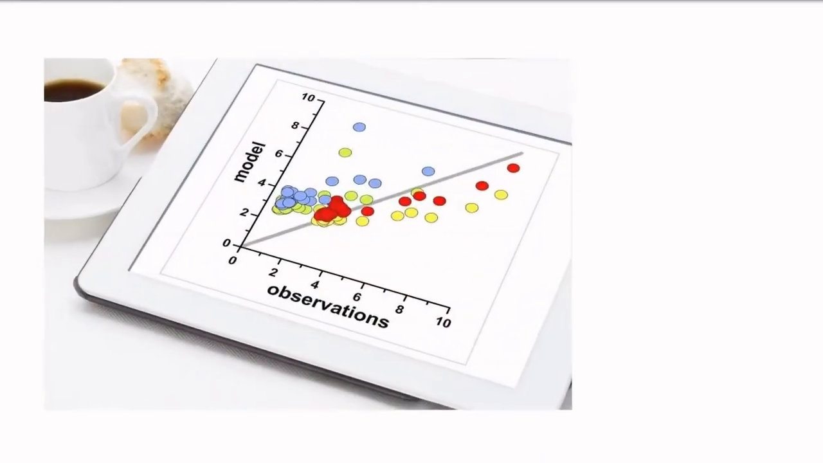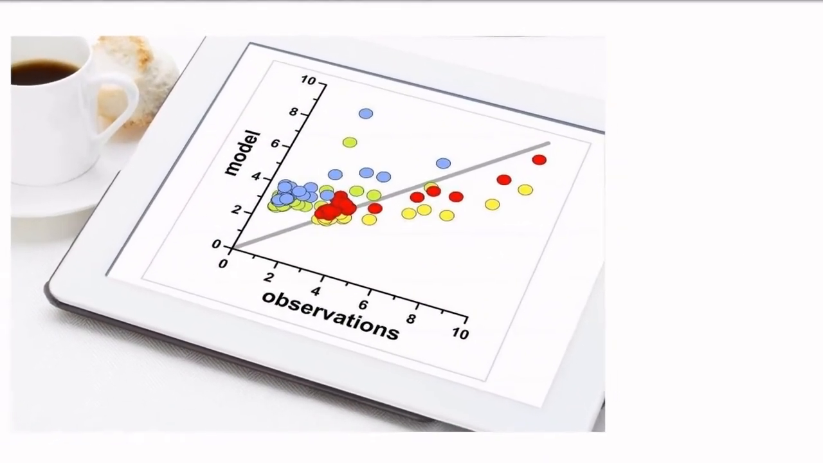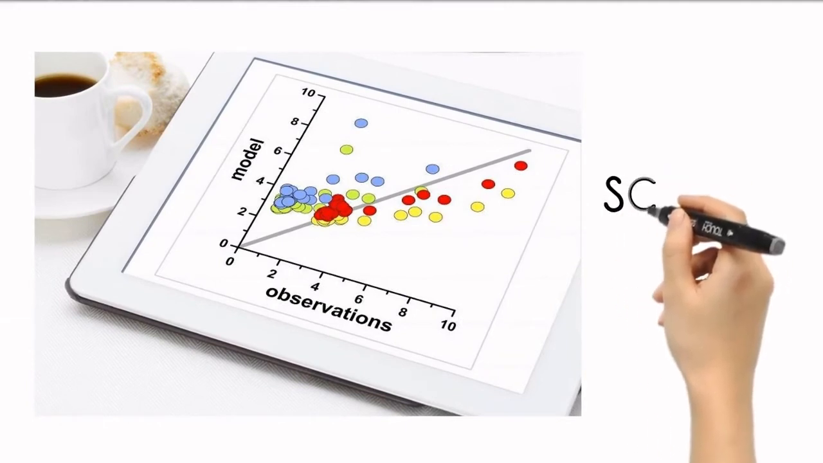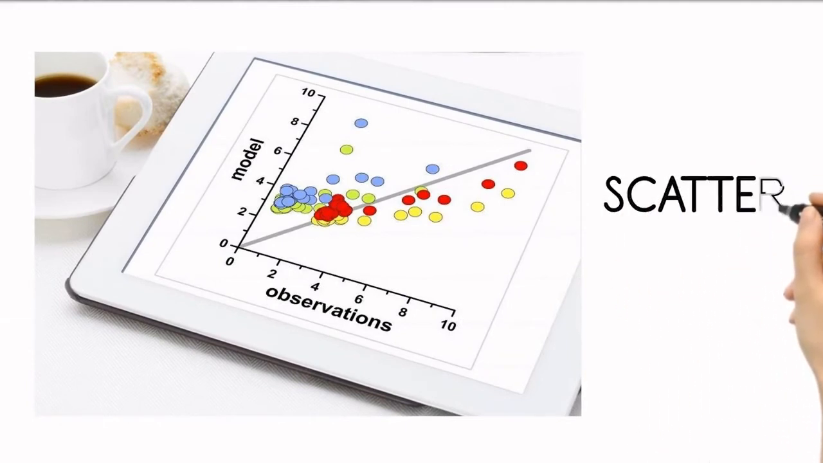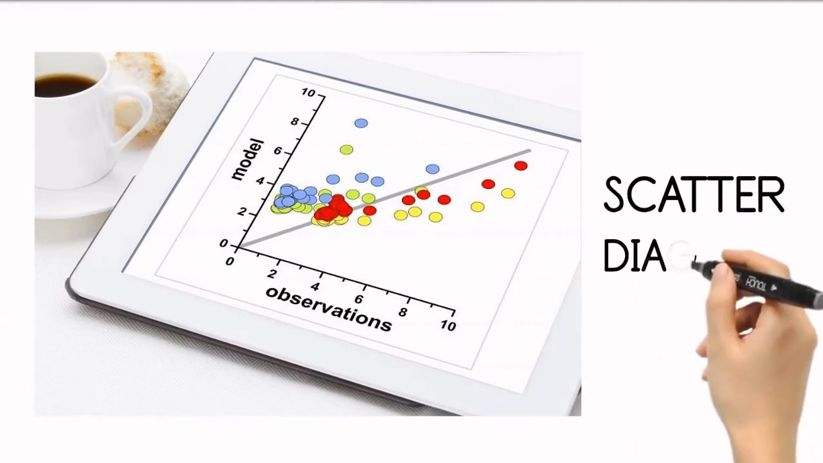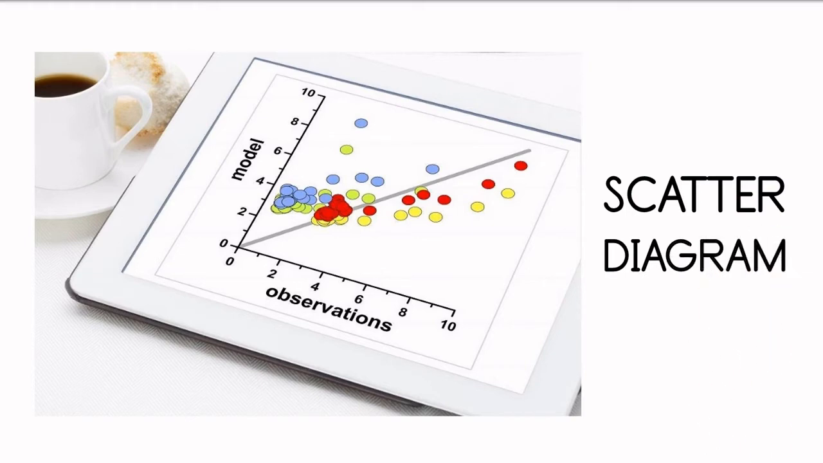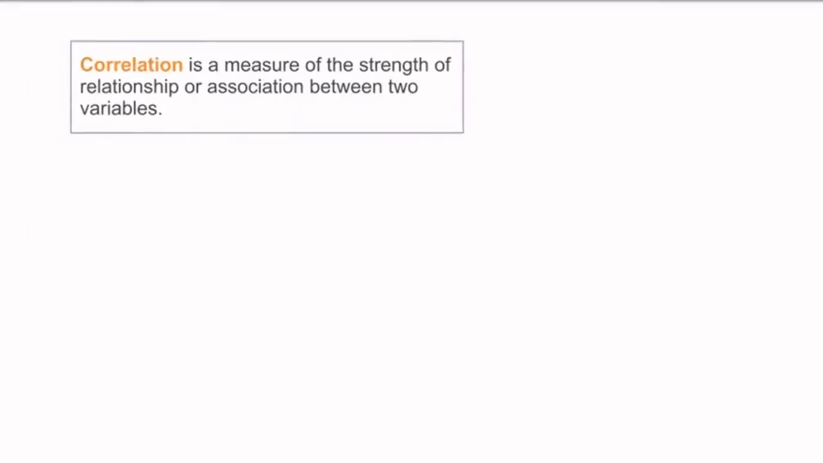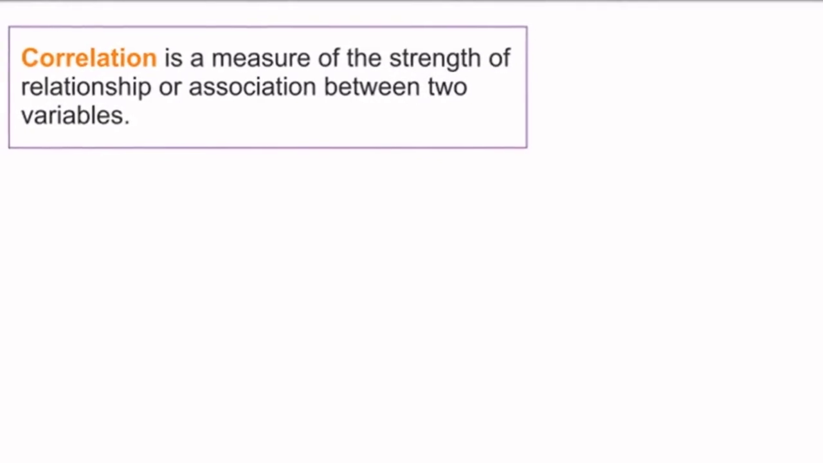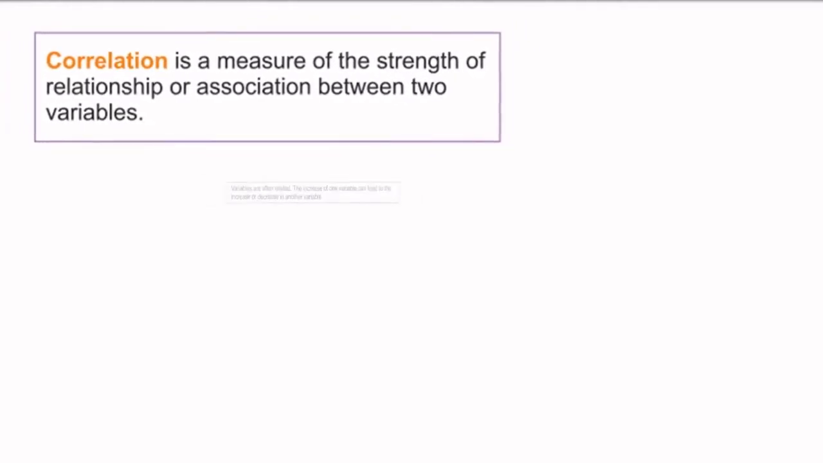Hello friends. In this video we will see about scatter diagram, used to observe and visually display the relationship between two variables, often referred to as x and y variables. Scatter diagram is a graphical way of establishing correlation between two sets of data.